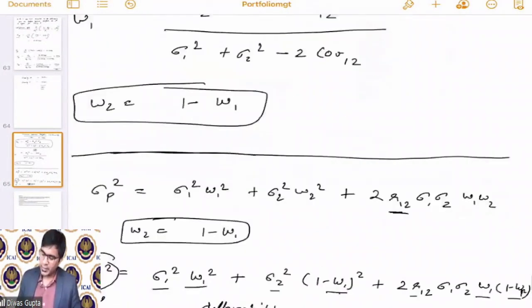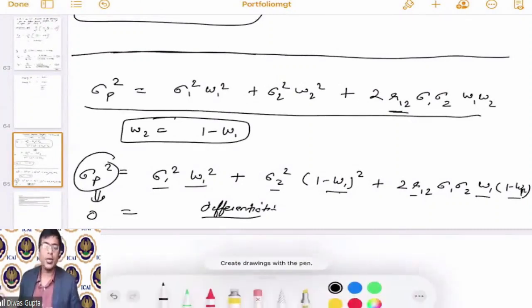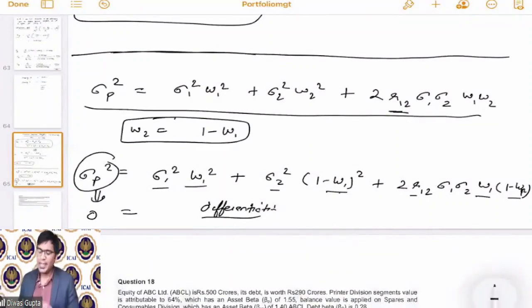Okay. If you have to understand and build logic on derivation as well, I have told you that it is coming from this formula only, which is the modern portfolio theory, wherein you replace weight 2 with 1 minus weight 1. This changes the equation. Left hand side of the equation you equate with 0, and then you differentiate the equation with respect to W1. You will get the answer.